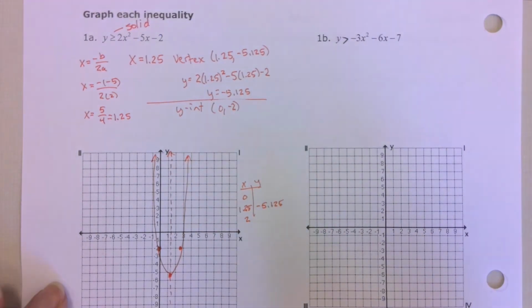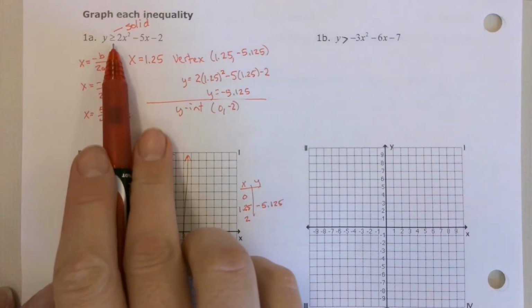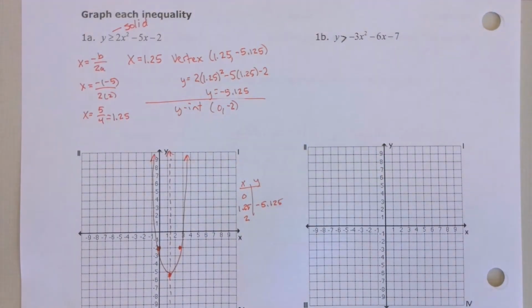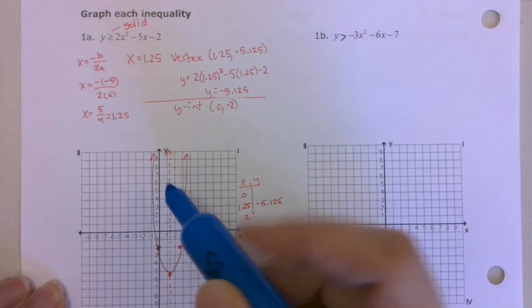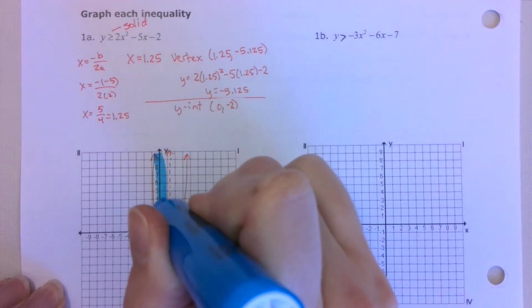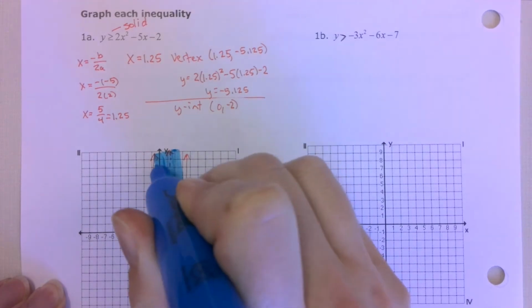And then we need to determine where to shade. And in this graph, it says y is greater than or equal to. So again, if we take a minute and we look at our y-axis, y is getting greater as I go up, which happens to be above and inside the parabola. So y is greater than my parabola.